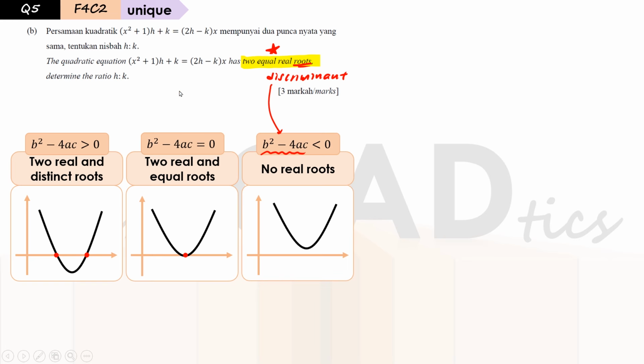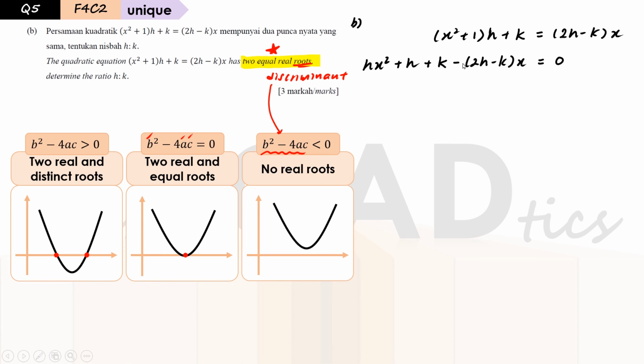So now if you want to find out the ratio, we can use this, but first we need to figure out the values of b, a, and c. So let's use this equation and rearrange it a bit. For the h, I'm going to multiply inside the bracket, so here will be hx squared plus h, and the k I'm going to remain. For this one, I'm going to move this part to the left side, so here will be negative.